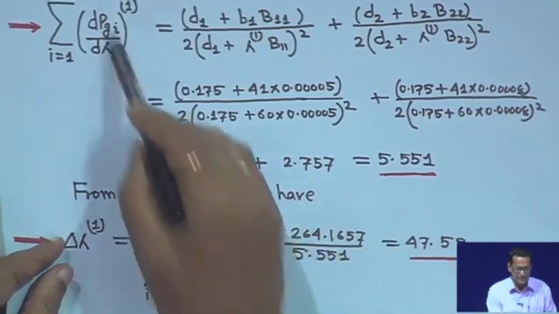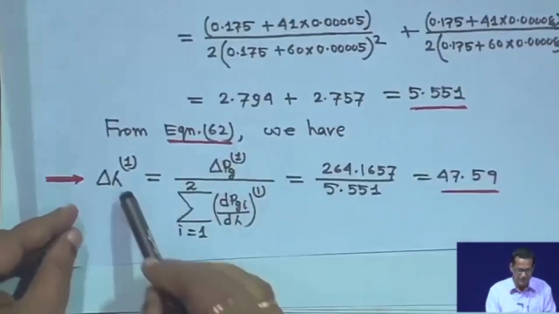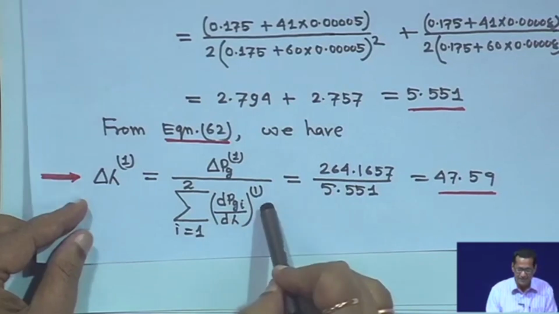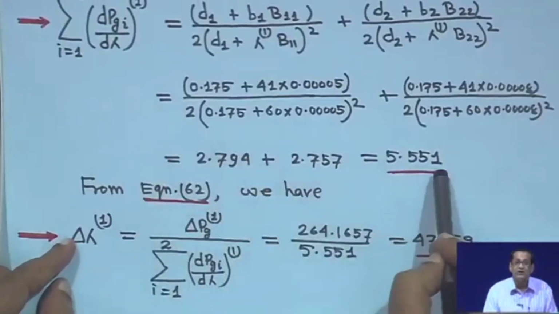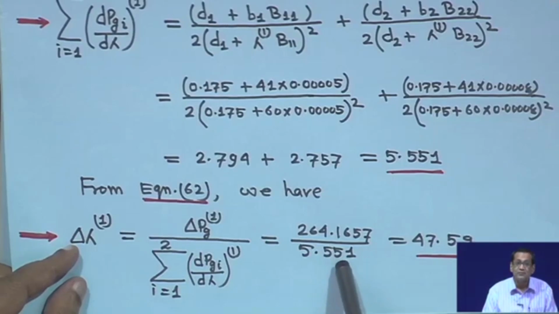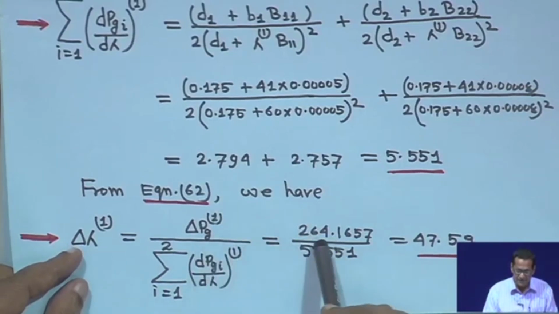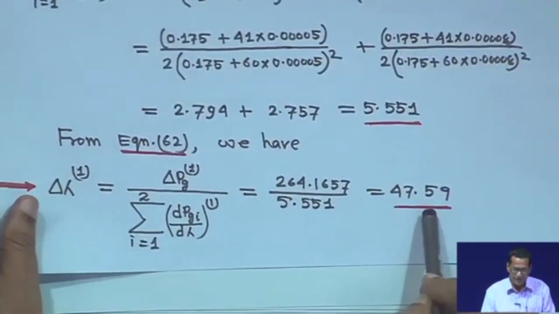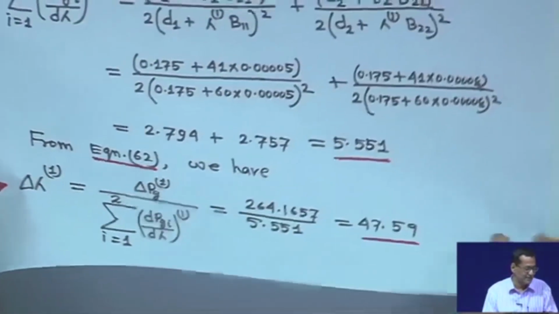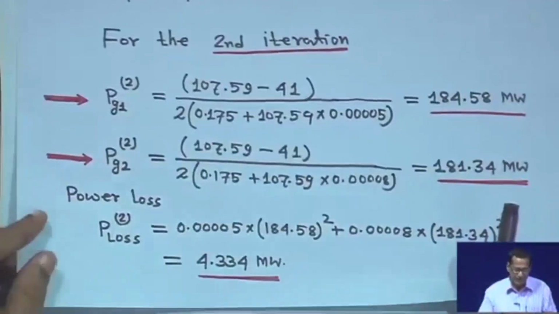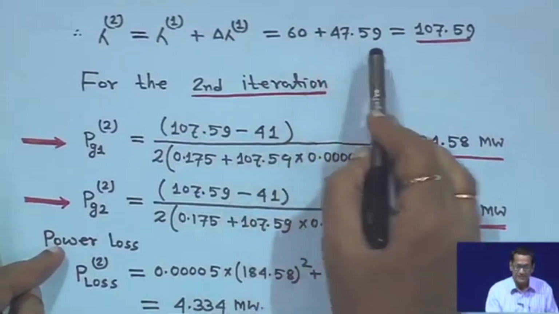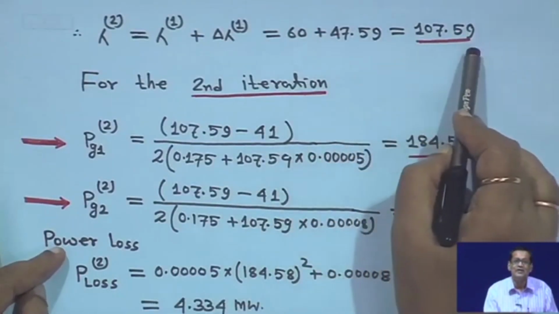Therefore, from equation 62, delta lambda 1 is the mismatch delta Pg1 divided by the sum over I is equal to 1 to 2 of dPgi by d lambda at iteration 1. You have got this value 5.551 in the denominator, and in the numerator we have the mismatch 264.1657, which gives delta lambda equal to 47.59. That means lambda 2 will become lambda 1 plus delta lambda 1, which is 60 plus 47.59, so 107.59.